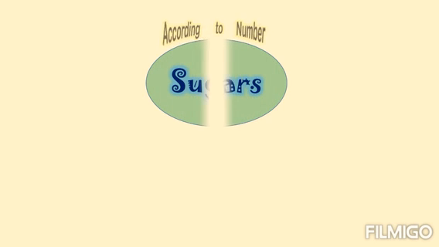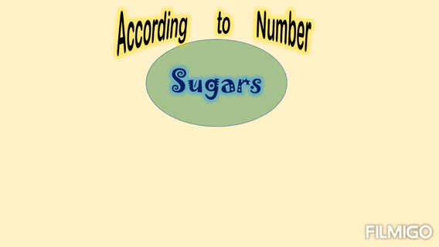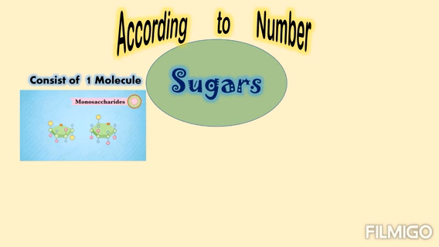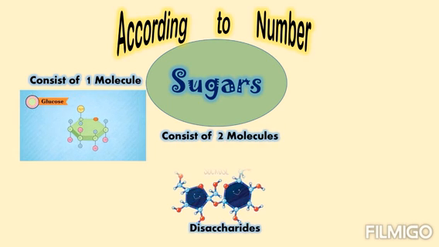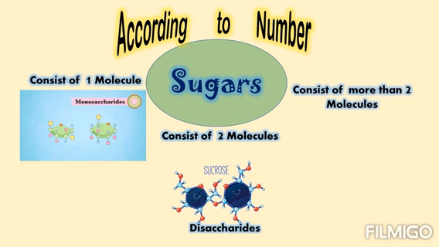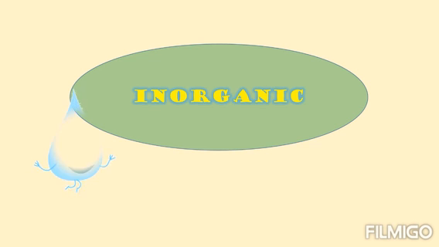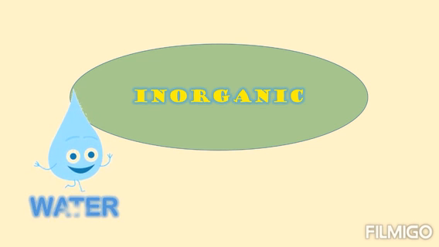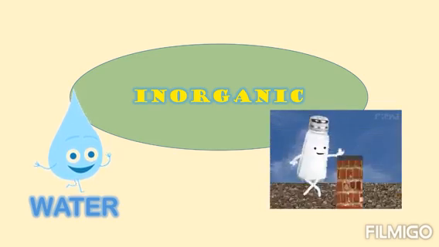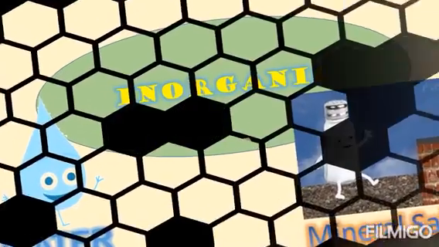In addition, sugars can also be divided according to the number of molecules they contain. They can consist of one molecule, and they are called monosaccharides or simple sugars. They can consist of two molecules, and they are called disaccharides, such as sucrose, our table sugar. And finally, they can consist of more than two molecules, such as starch. They are called polysaccharides. Inorganic substances, the opposite of organic substances, keep in your mind, contain water and mineral salts, or minerals.